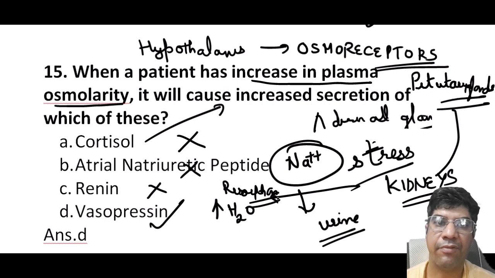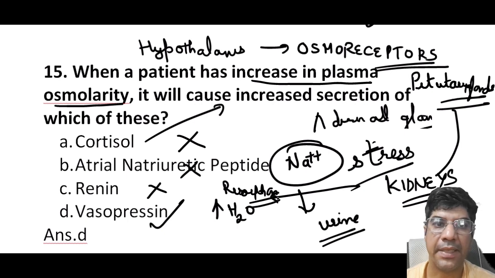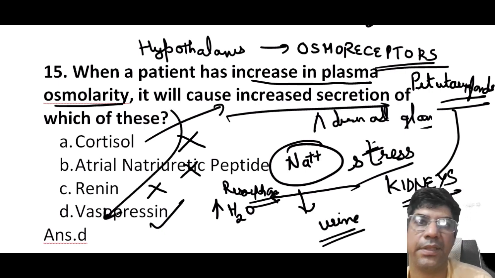So as a result, less water is lost in the urine and more water is retained in the body. That helps to dilute the increased concentration of solutes in the blood and hence restore the osmotic balance. So when the plasma osmolarity increases, vasopressin secretion increases to promote water reabsorption in the kidney, reducing water loss in the urine and helping to restore the osmotic balance in the body. So that is why your answer would be D here, vasopressin.